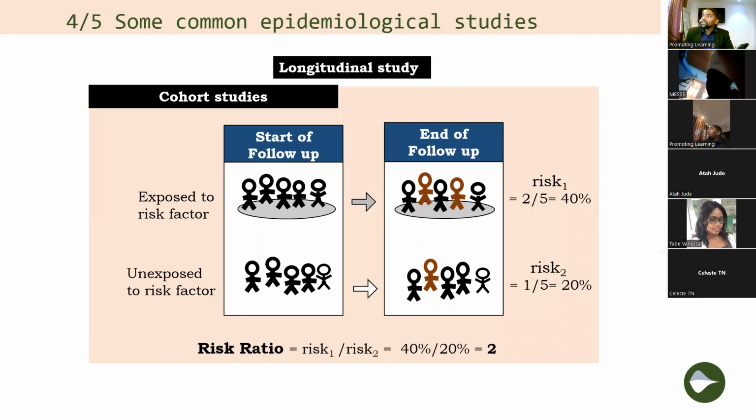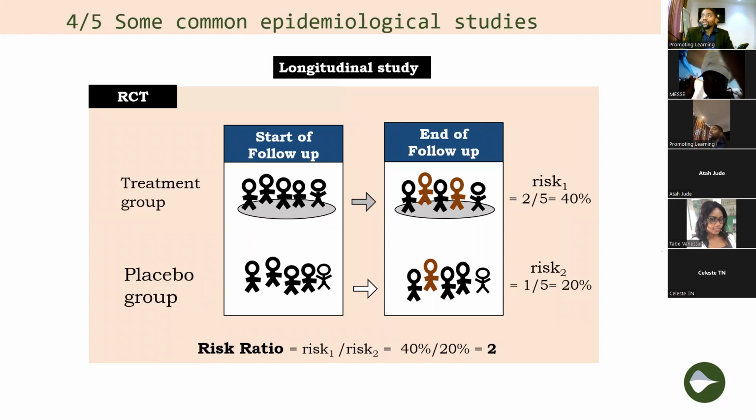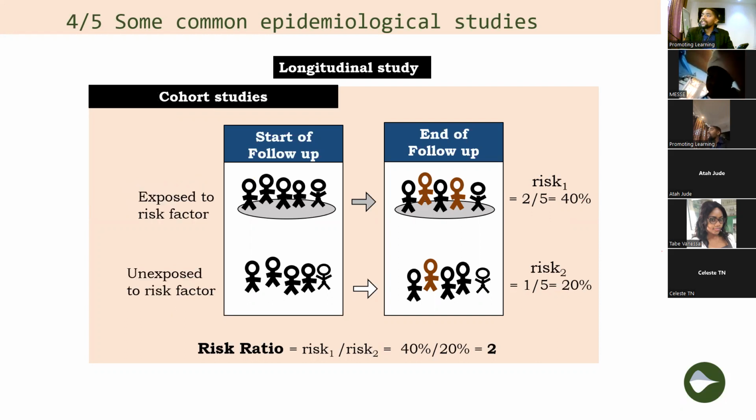So longitudinal studies, what are longitudinal studies? We have cohort studies and longitudinal studies. Any study that has the term follow-up in it is a longitudinal study. So you could have cohort studies or randomized control trials. They are all longitudinal studies. The difference is that in randomized control trials, we have random allocation. In cohort studies, the allocation is not random. That is, the people that find themselves in exposed and unexposed groups were not randomly assigned to that group.